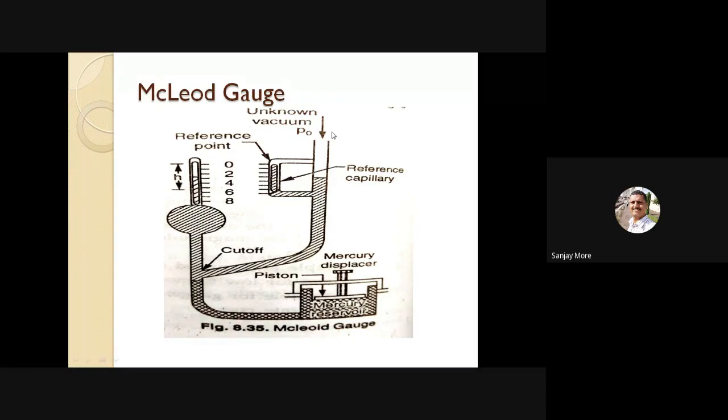So the unknown vacuum comes inside with the help of this reference capillary, and this unknown vacuum comes to this bulb. When applying force on this piston, the piston carrying mercury transfers the mercury in this upward direction, and this unknown vacuum gets compressed, and the reading is taken on this capillary with the help of height.